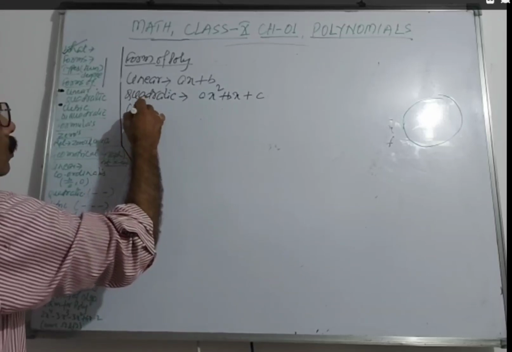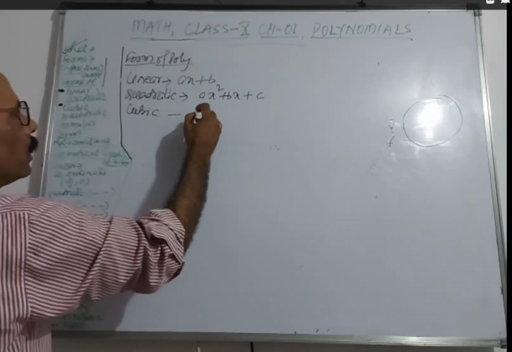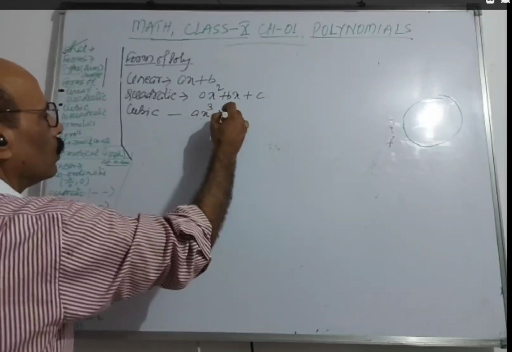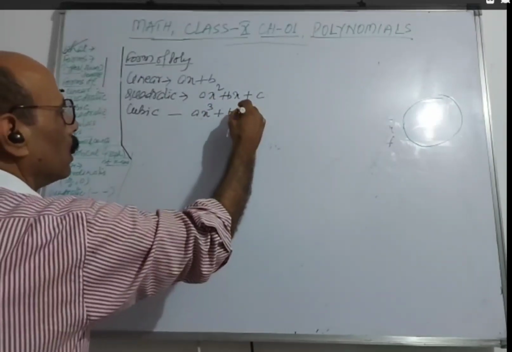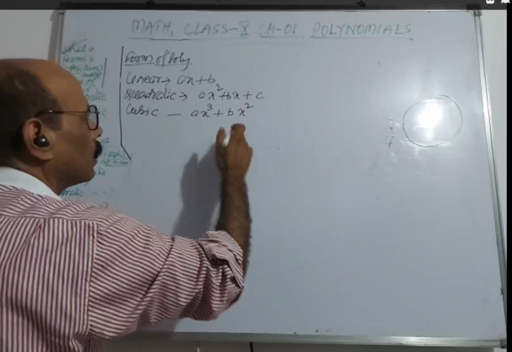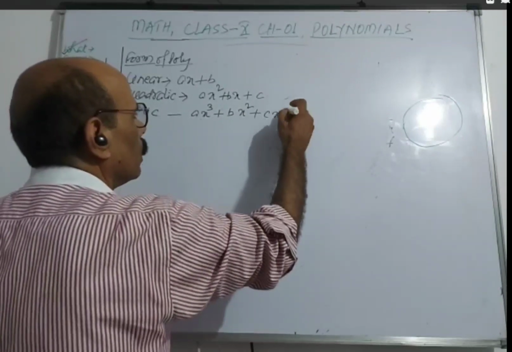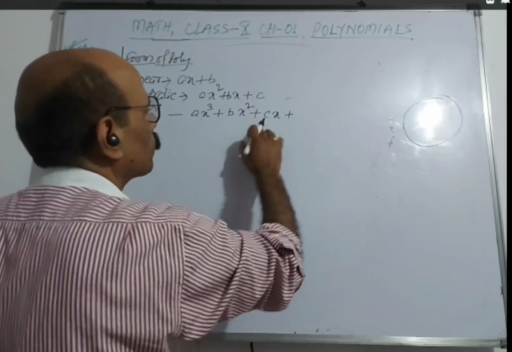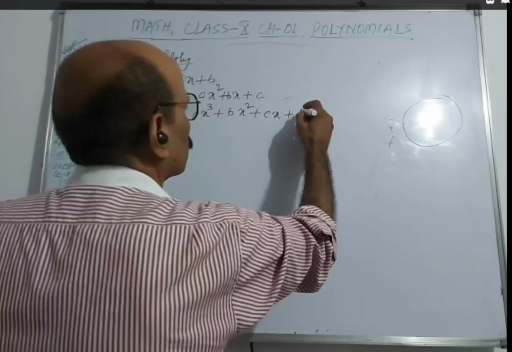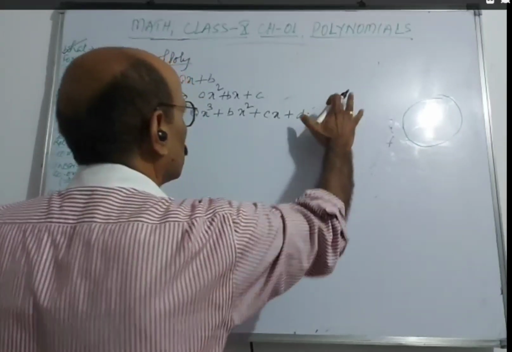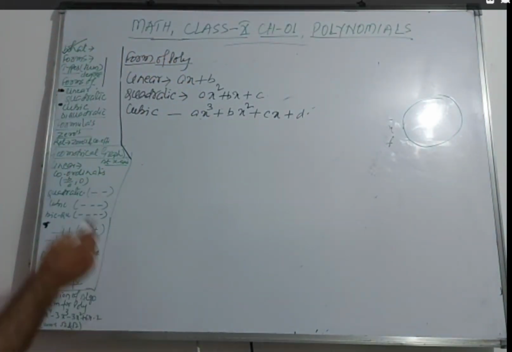Now come to cubic. Again in cubic, a x to the power cube, next is b x square, c x to the power 1, d times x to the power 0. No need to write that. Okay, this is the cubic.